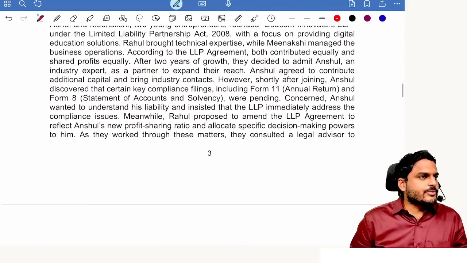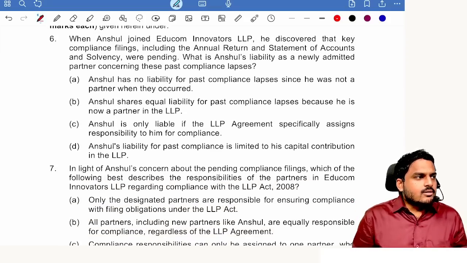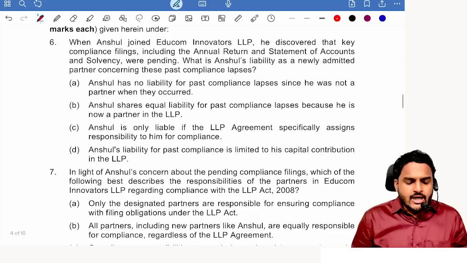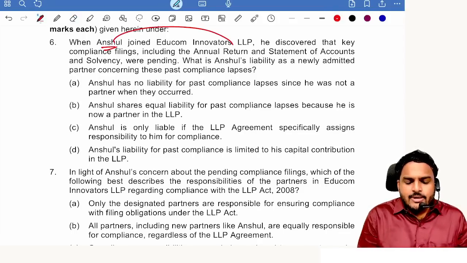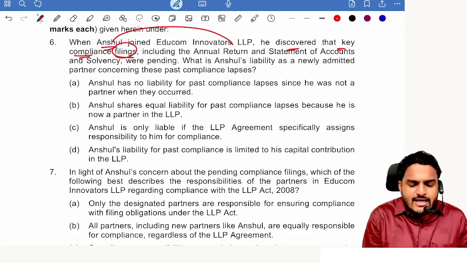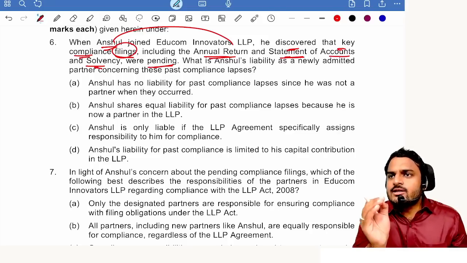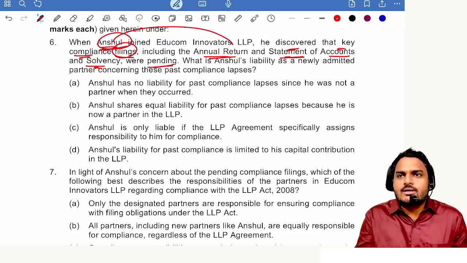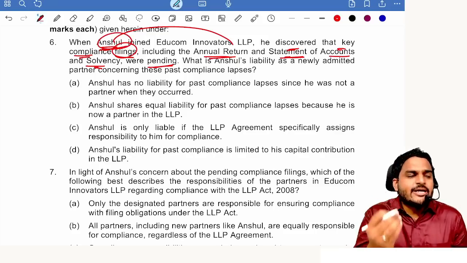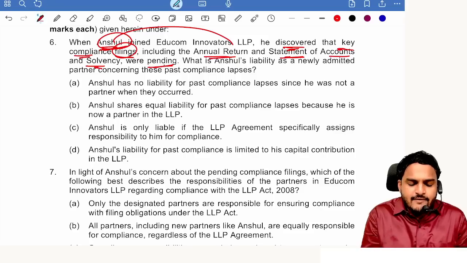Second case scenario, the same we will apply for the second case scenario also. First we will see the questions. Are you comfortable? When Anshul joined Educom Innovators LLP as a partner, he discovered that key compliance filings including annual returns, statement of accounts and solvency were pending. That means there is a default in filing annual returns, and these defaults happened before Anshul was admitted as a partner, because he discovered that certain filings are pending.